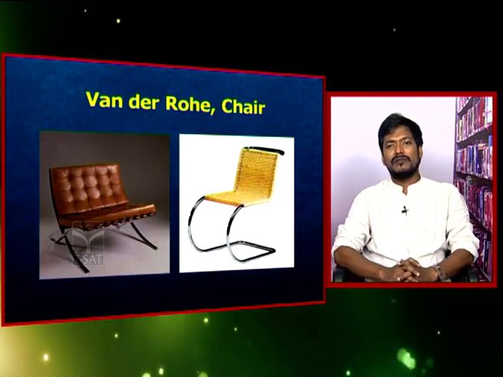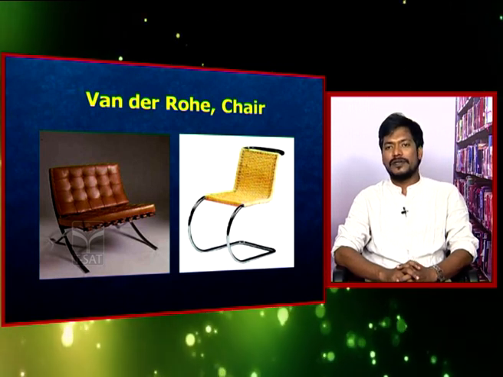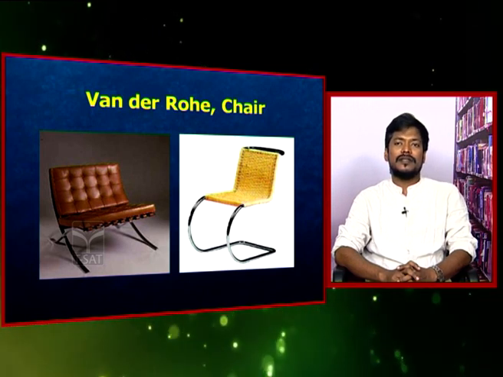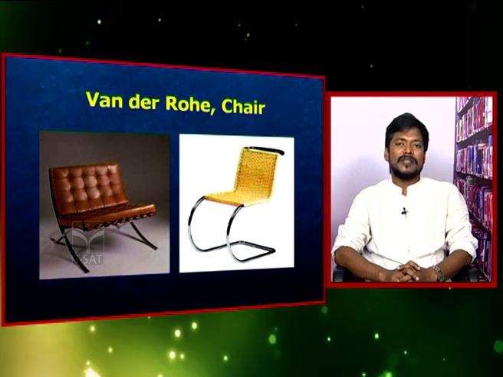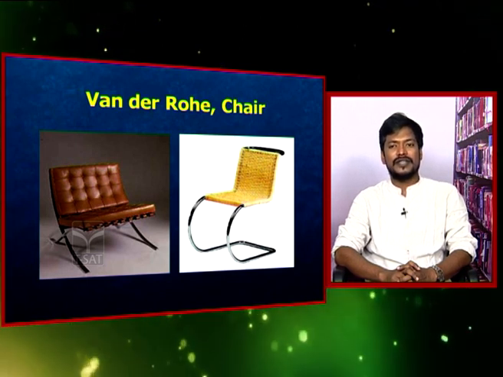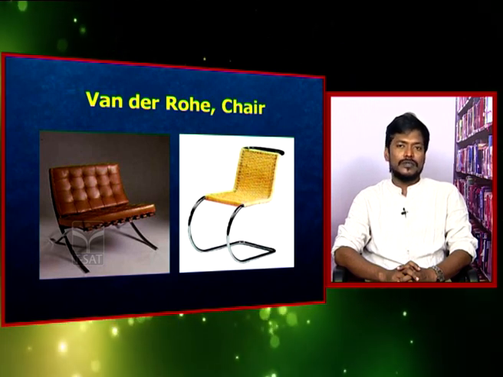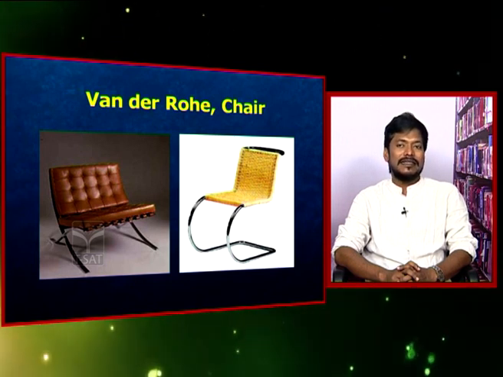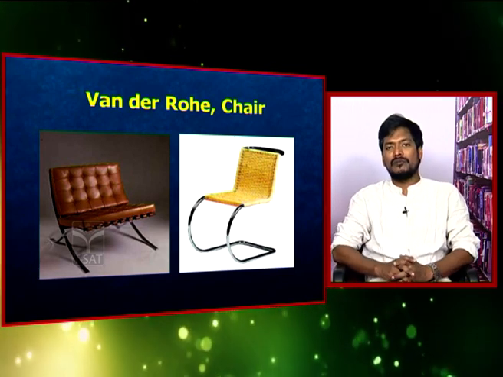Now let us look at some objects like furniture, like different objects of everyday use. The slide that you see on your screen shows two chairs designed by van der Rohe. Van der Rohe was one of the faculty teaching at the Bauhaus. And what you see here, the materials that are used are not wood or conventional materials. These materials were industrially produced. This is a very important point when it comes to Bauhaus.